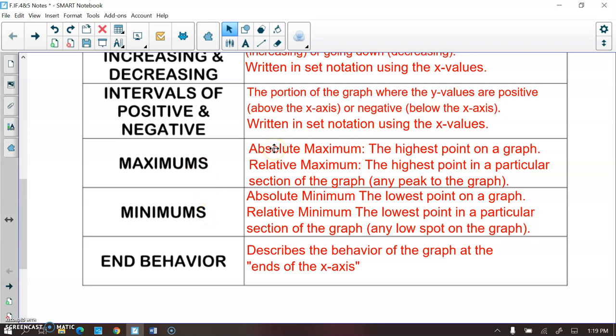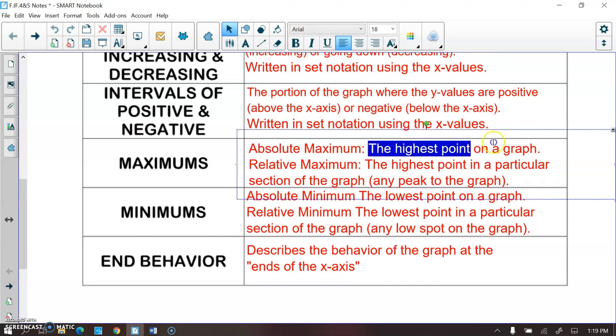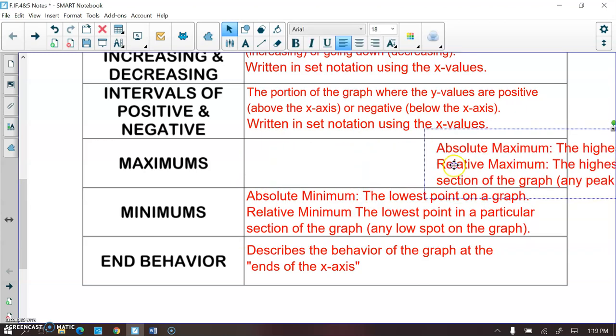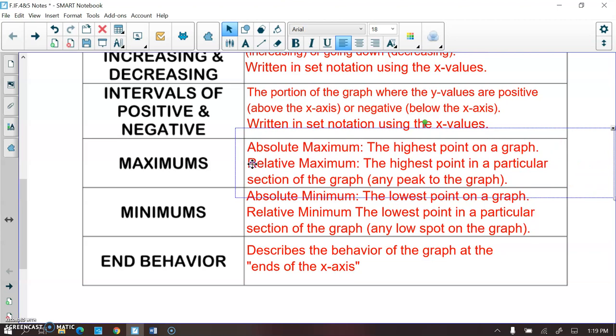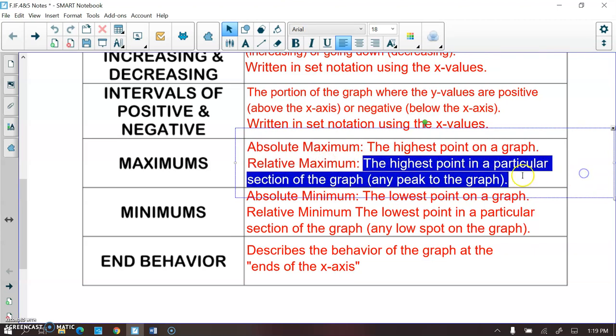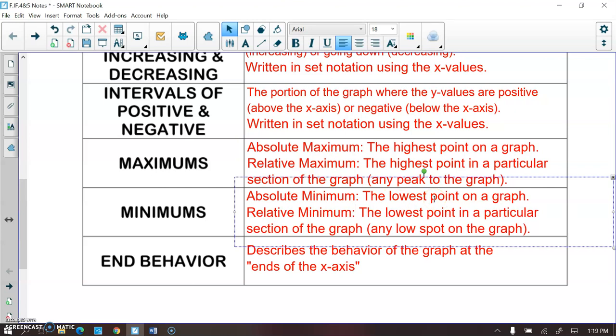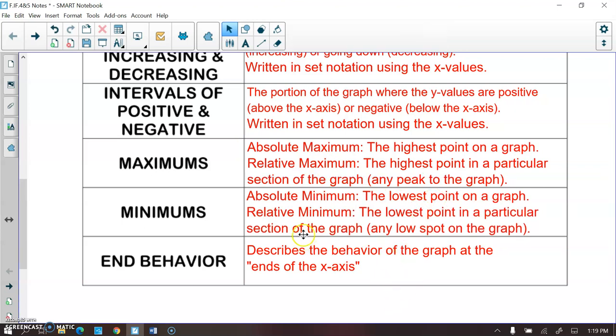There are 2 different types of maximums and minimums. An absolute maximum is the absolute highest point on your graph. An absolute minimum is the absolute lowest point on the graph. Now, a relative maximum is any peak on your graph. So there may be some high spots, but it's not the absolute high spot. That would be a relative maximum. Same with the relative minimum. That would be a low spot on your graph, but not the absolute, not the lowest point on your graph.